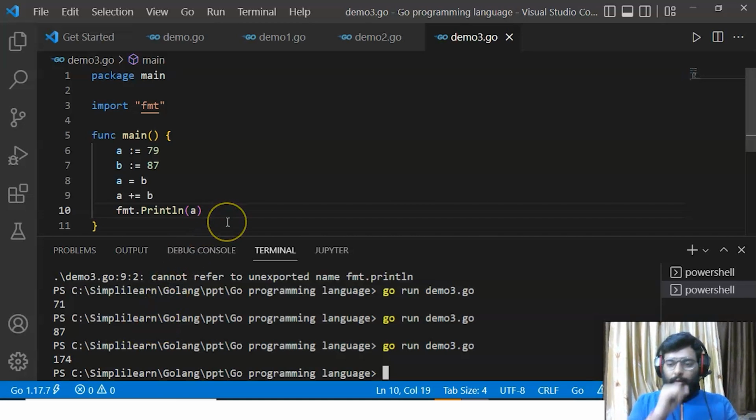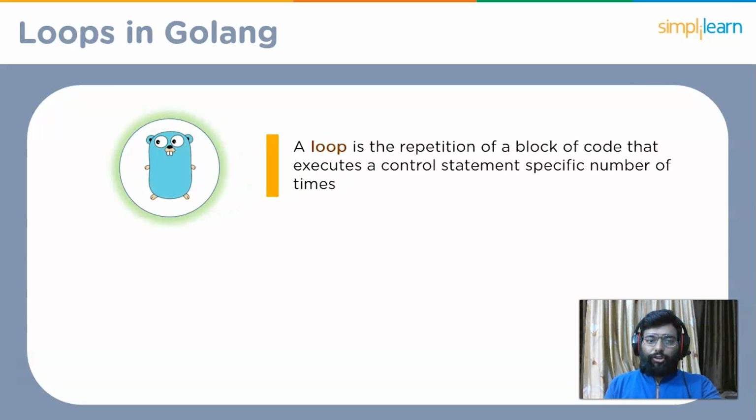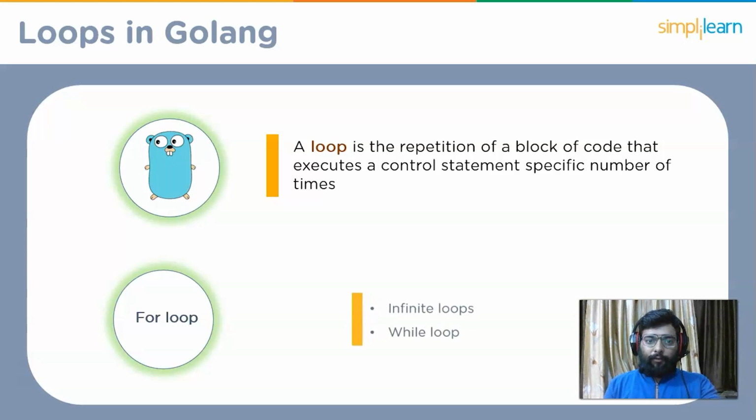Now we will see another concept, that is loops in Golang. A loop is the repetition of a block of code that executes a control statement a specific number of times. Go language works with a single loop, that is the for loop. Go language uses for loops in various forms such as infinite loops, for loop as while loop, and using for loops for strings and maps. We'll see and understand this with the help of a demonstration.